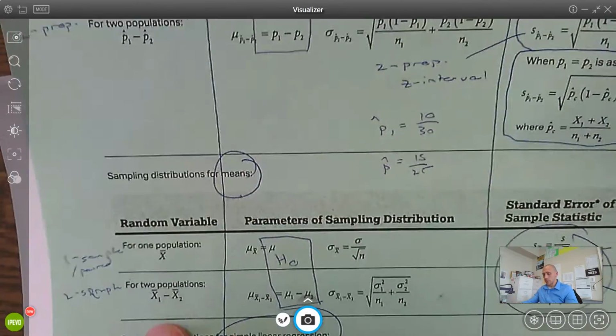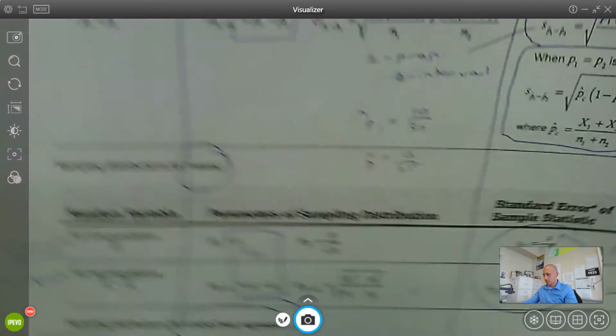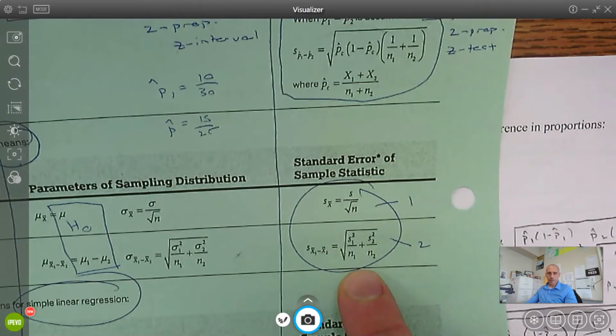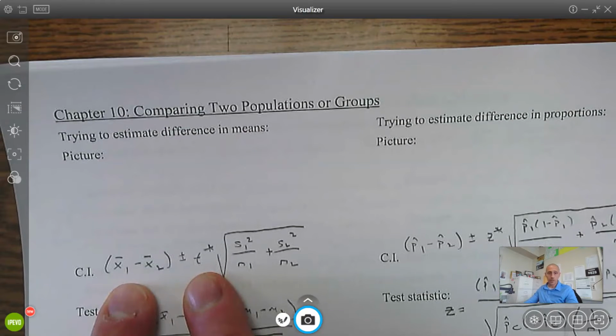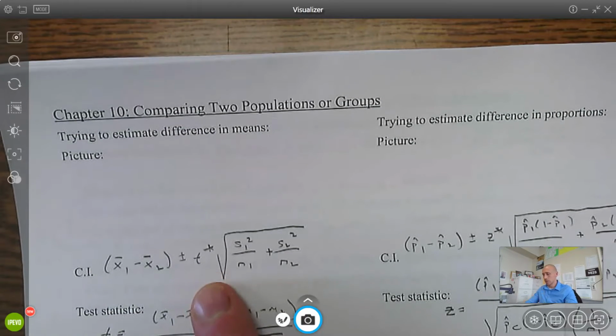If I'm dealing with two means, that's the statistic, and that's going to be the standard error of the statistic. So that's where this is coming from. It's going to be a t-value. The degrees of freedom are the smaller of the two sample sizes minus 1.